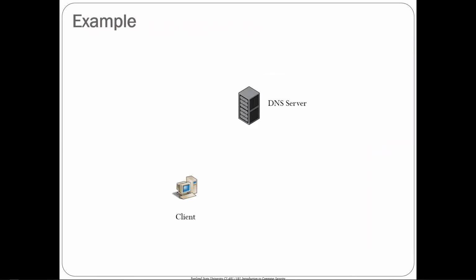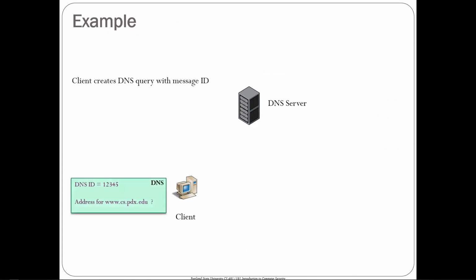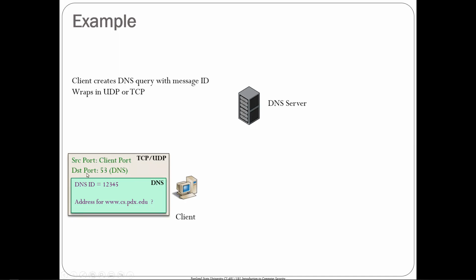Okay, so this is what it looks like. I have a client, and then I have a DNS server that it's trying to communicate with. The first thing that happens is that the client creates this query with a message ID. And so this is the DNS ID field, and say it's 12345. And then I am asking this DNS server, what's the address of cs.pdx.edu? And then this is going to get encapsulated in a TCP packet or UDP packet, destination port 53. Client port can be anything.